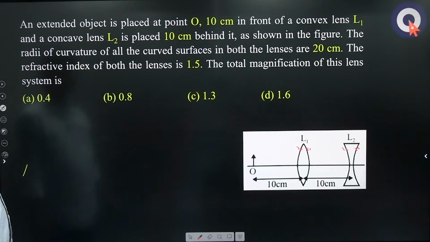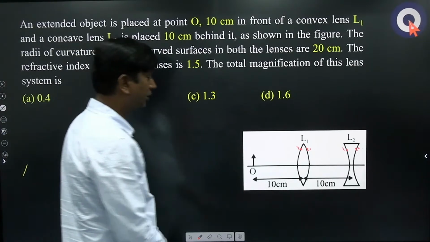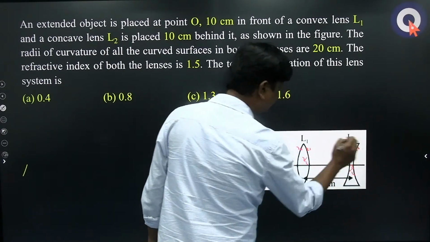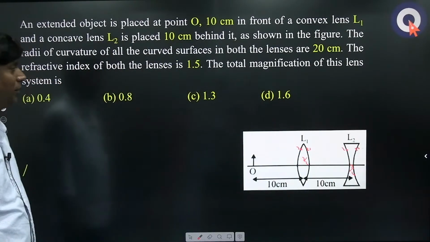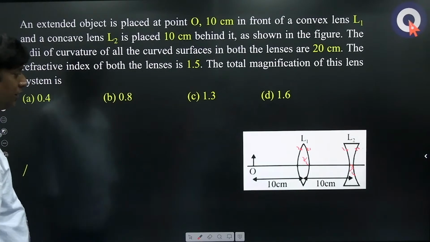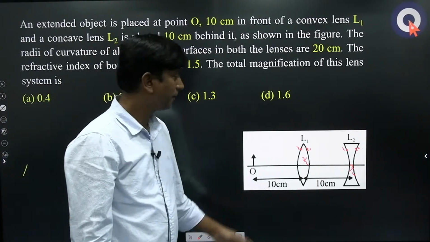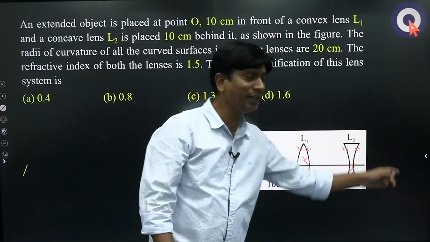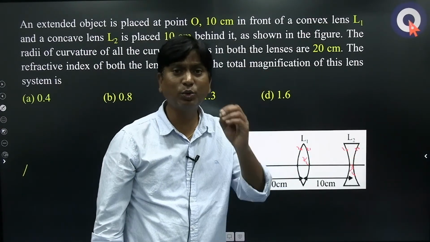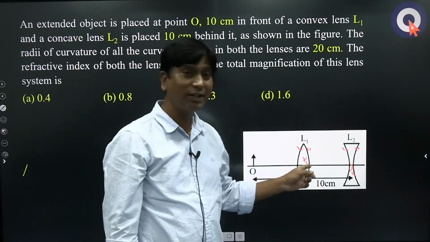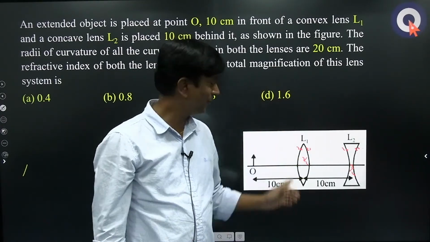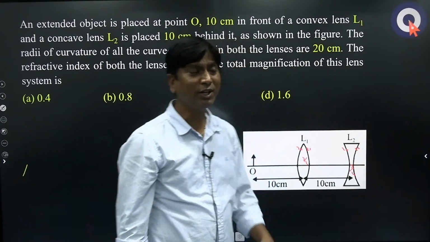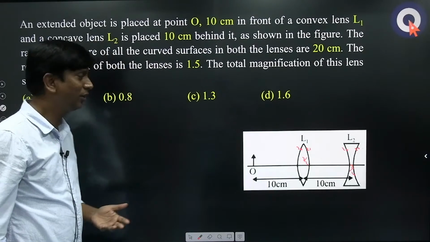Right. And the refractive index of both the lenses is 1.5. So take 1.5, 3 by 2. This is also 3 by 2. The total magnification of this lens system is asked. So two refractions, first refraction from the convex lens and second refraction from the concave lens. So two refractions are taking place and you have to get the total magnification. First refraction you will get some magnification, second refraction you get some magnification, total magnification m1 into m2.